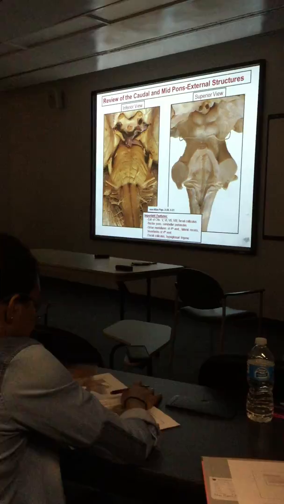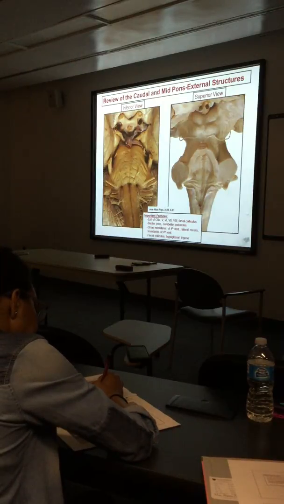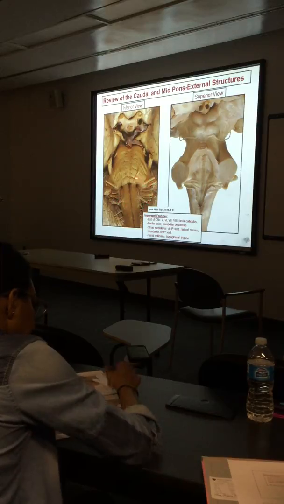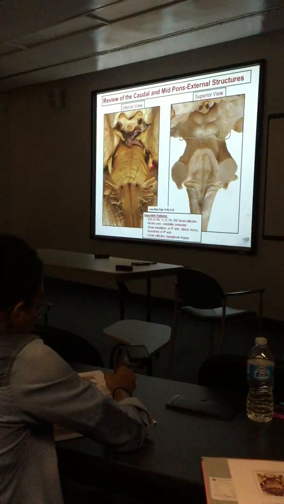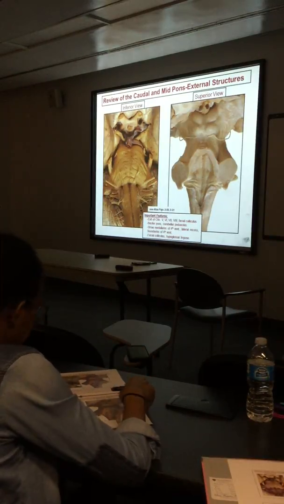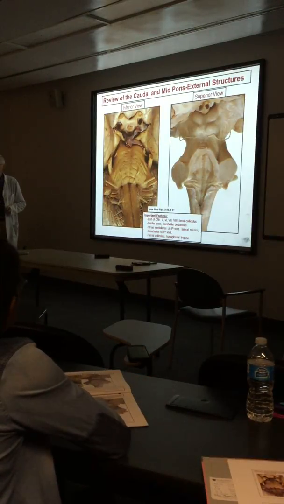Okay, let's go again. Just to remind us that most of the cranial nerves come at the pons medulla junction or from the medulla. Trigeminal is the only one that comes strictly as a, oh yeah, I'm sorry.